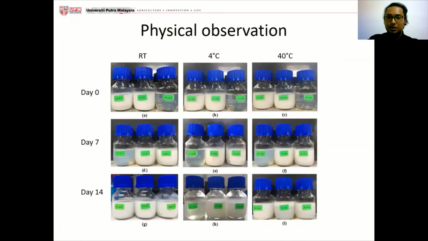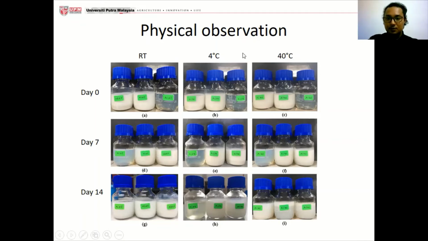For the physical observation, as you can see, I have divided it into three different rows and columns. The first row is for day 0, the second row is for day 7, and the third row is for day 14. The first column is room temperature, the second column is 4 degrees Celsius, and the third column is 40 degrees Celsius.